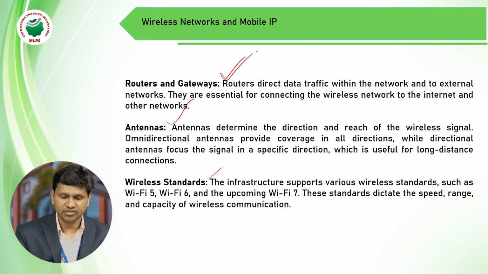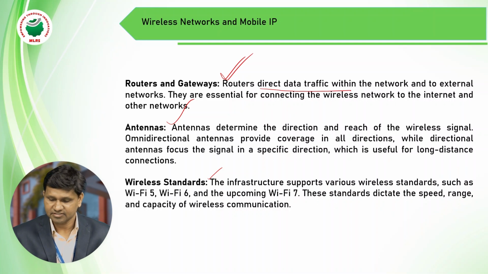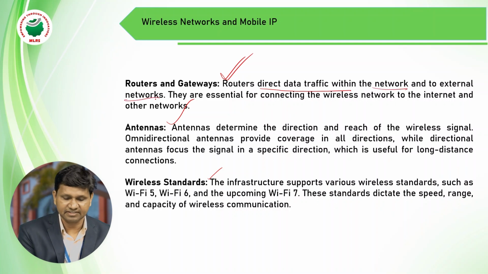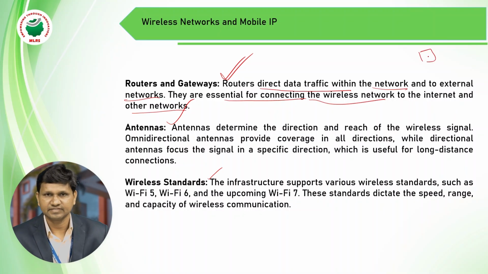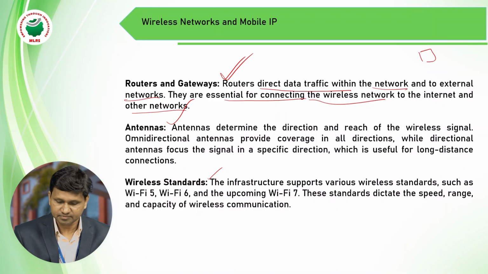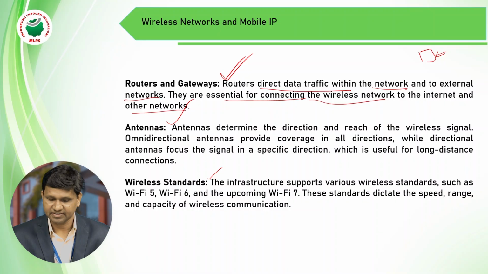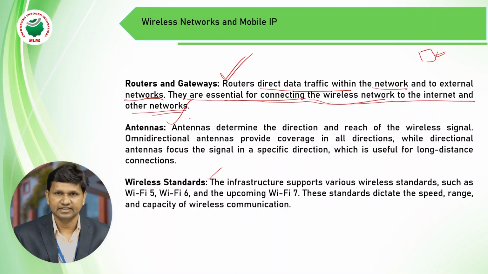Next one is routers and gateways. Routers direct data traffic within the network and to external networks also. They are essential for connecting wireless networks to the internet and other networks. Suppose a router is also one of the devices for communication media. Routers direct data traffic, so if you want to manage data traffic, obviously we need a router, right? And for external networks, they are essential for connecting the wireless networks to the internet and other networks.